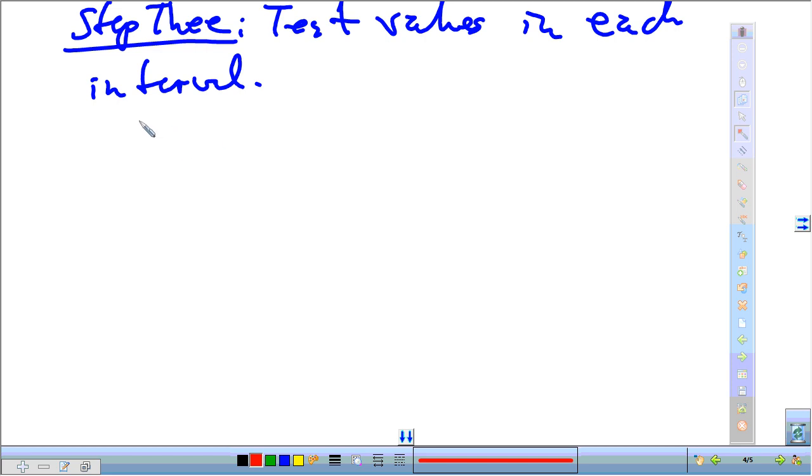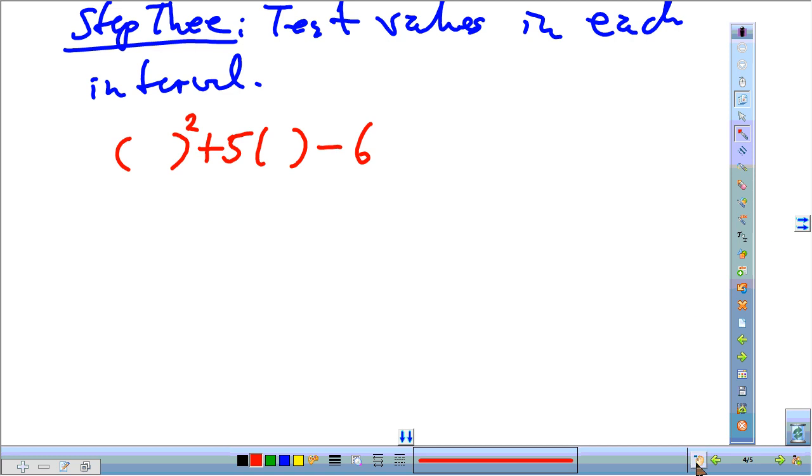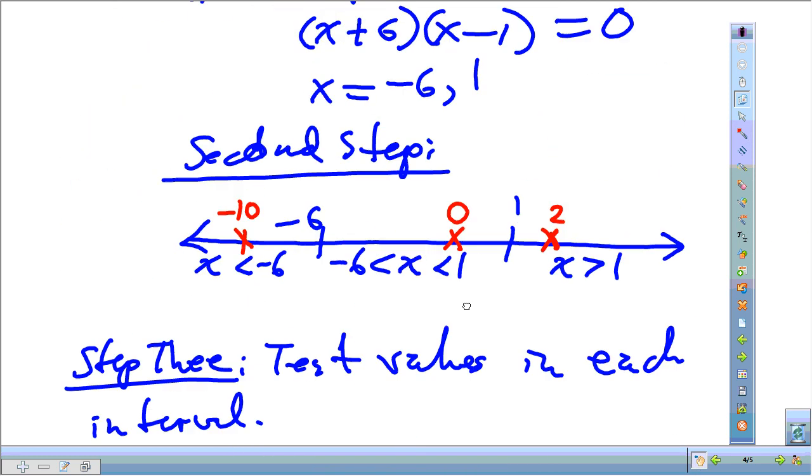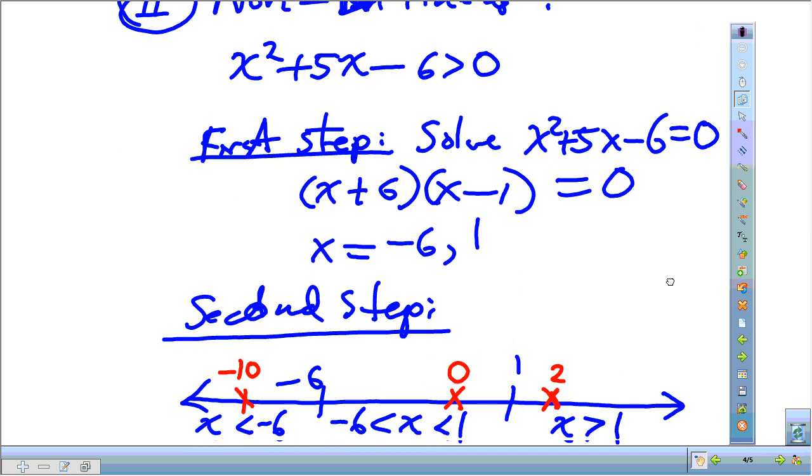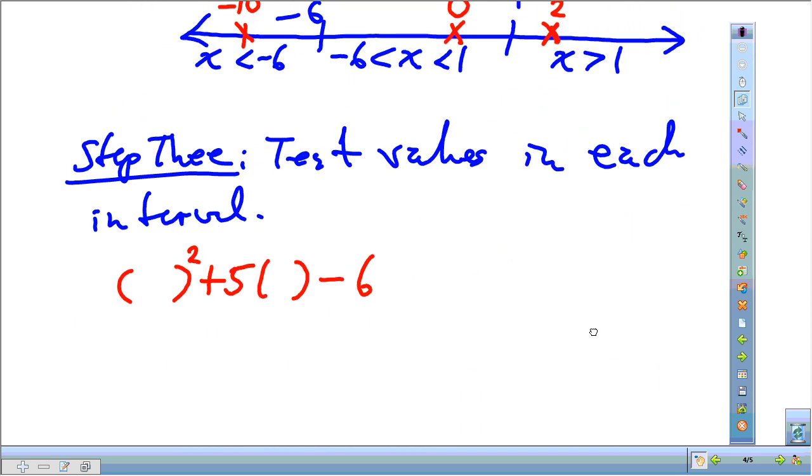Now, the testing comes by taking the expression x squared plus 5x minus 6. So this creature, we want to know x squared plus 5x minus 6. We want to know when is it greater than 0. So that's what I'm testing.